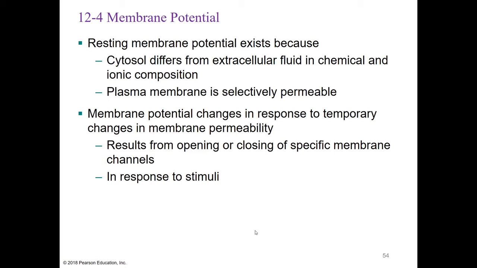Okay, so resting membrane potential exists because the cytosol differs, as we just talked about, from extracellular fluid in chemical and ionic composition. The plasma membrane is selectively permeable, and the membrane potential can change when it responds to a change in membrane permeability by opening or closing specific membrane channels. And this is going to happen in response to a stimulus. So that's usually when a neuron will react, when there's some kind of stimulus.